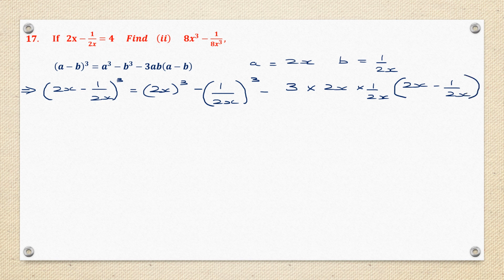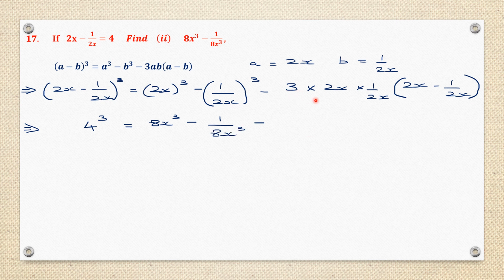So let's simplify this. So here 2x minus 1 by 2x is already given to us, that is 4. So this will be 4 raised to the power of 3. This is equal to 2x raised to the power of 3 means 2 raised to the power of 3 and x raised to the power of 3. 2 2s are 4, 4 2s are 8. So here what do we get? We have 8x to the power of 3 minus, now here also the whole thing is raised to the power of 3. That means 1 into 1 into 1, which will still be 1. And down we have 2x, which is raised to the power of 3. 2 2s are 4, 4 2s are 8, and x is x cube minus.